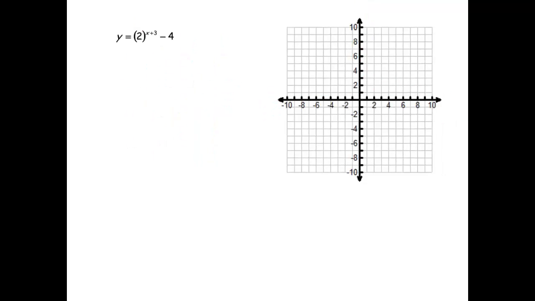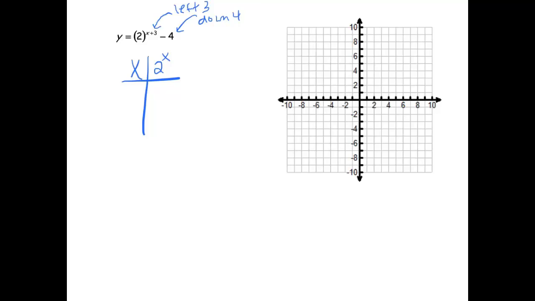Okay, so now I see an equation that has 2 types of movements. We have the x plus 3 and we have the minus 4. So our x plus 3 is going to move this left 3, and the minus 4 is going to move it down 4. Again, if you want to make a table for this function, feel free to. I like to make tables for simpler functions and then move them. So I'm just going to start with 2 to the x. That's a nice and simple way to make a table.